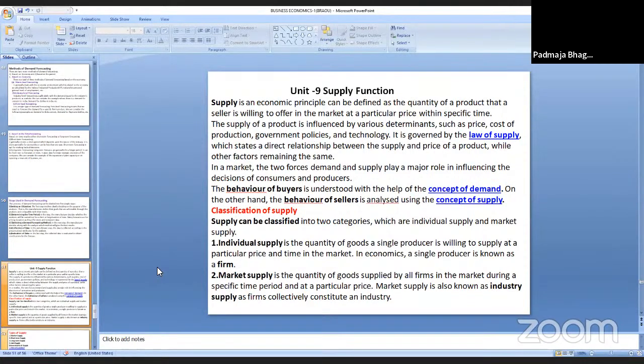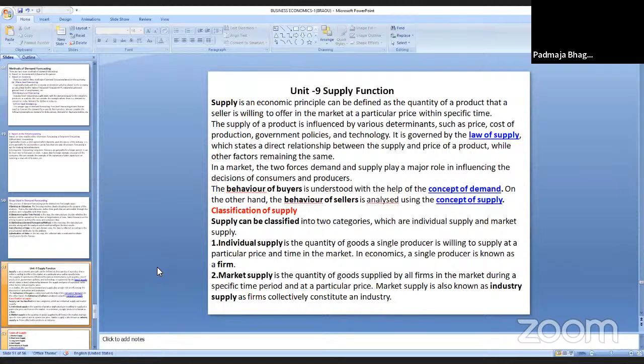And the supply of a product is influenced by various determinants. What are the determinants? Price, cost of production, government policies, technology. The supply of a product is always influenced by all these determinants. So it is governed by the law of supply, which states a direct relationship between supply and price.